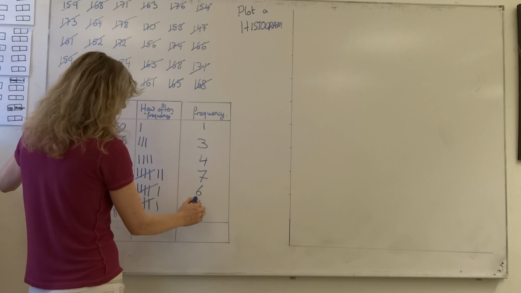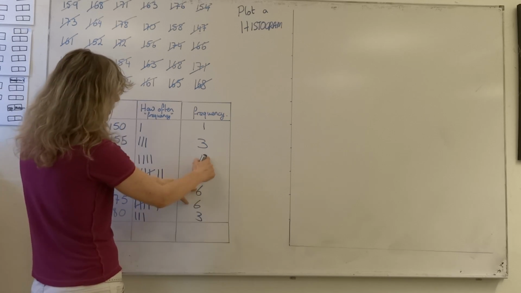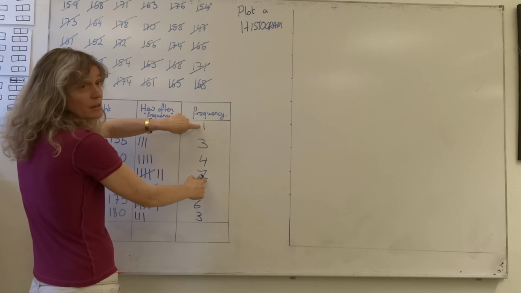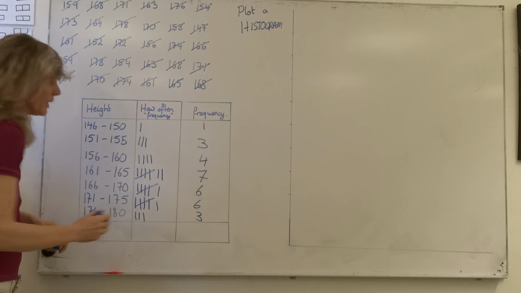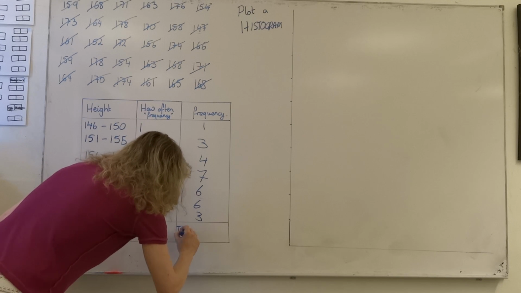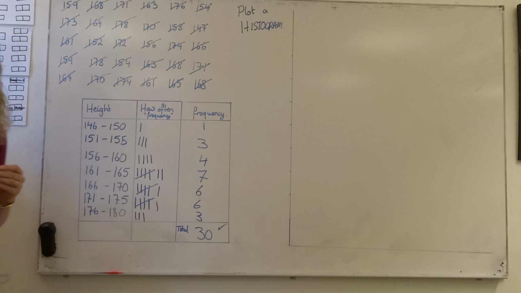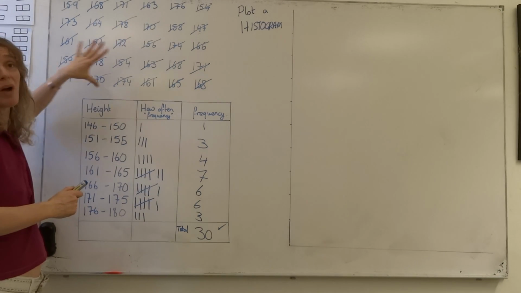6 and 6, 12, 15, 19, 20, plus 10, 30. So we do have 30 people here. So always do a little check here. Total 30. Did I have 30 heights from the beginning?